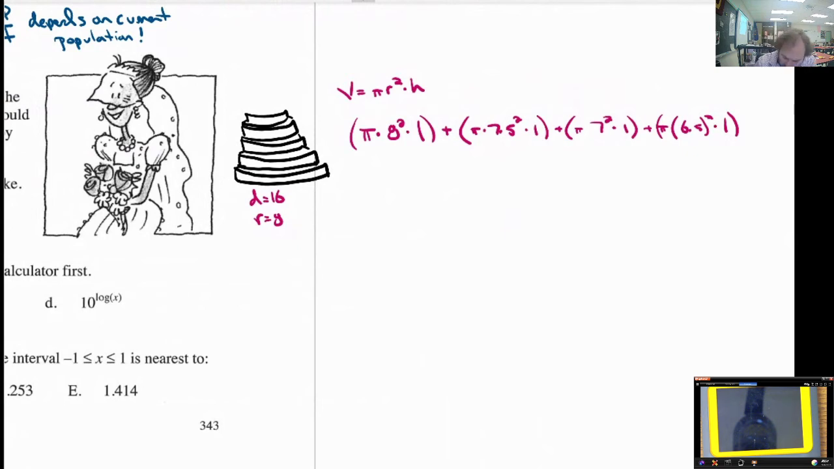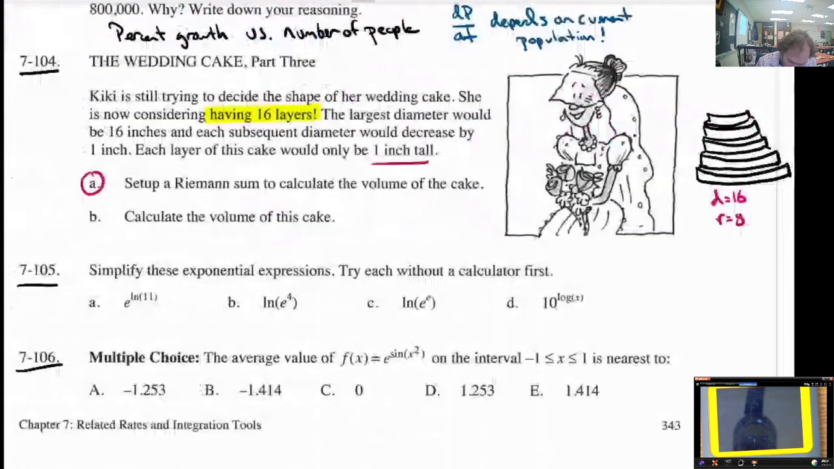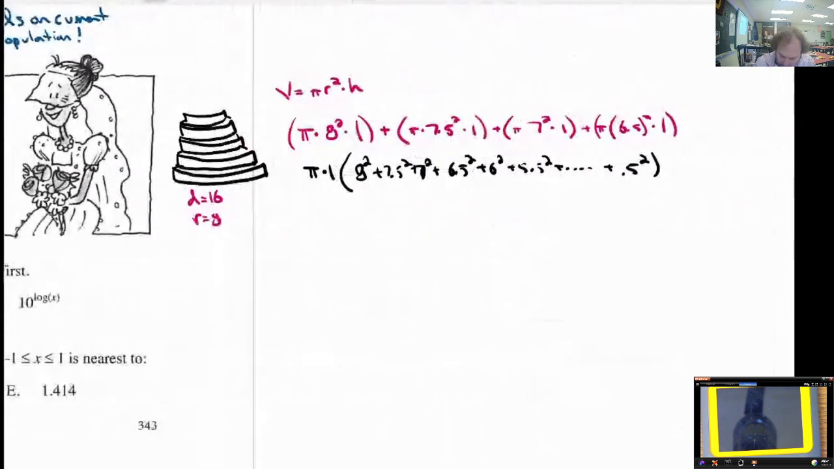So, first of all, I want you to notice that each one of these things has a pi involved. Pi times 1, technically. And then we're just multiplying by 8 squared plus 7.5 squared plus 7 squared plus 6.5 squared plus 6 squared plus 5.5 squared, so on, all the way down to 0.5 squared, because I believe the smallest one is going to have a diameter of 1 inch. I think that's right. So what we need is a way to express this. First of all, the constant of pi is going to hang out in front of our sigma.